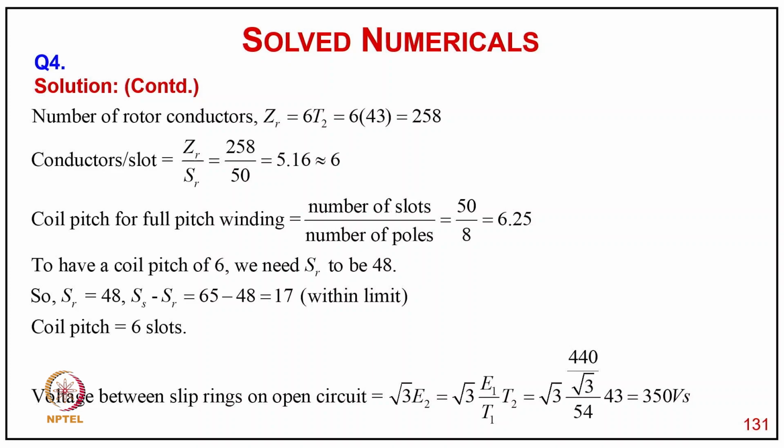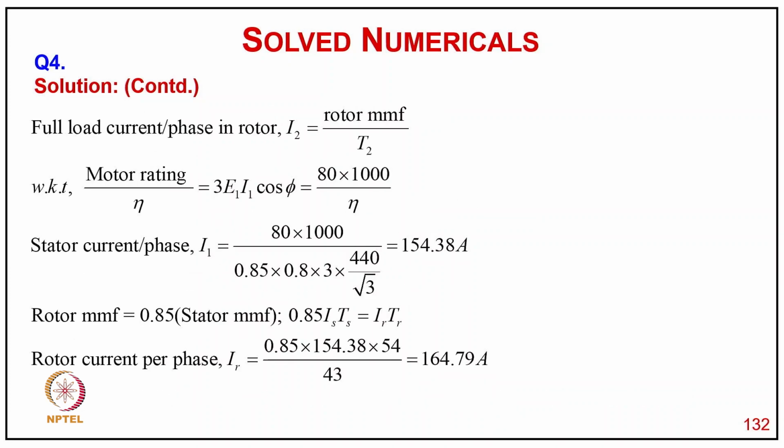To have a coil pitch of 6, we need SR equal to 48. So SR is 48 and SS minus SR equals 65 minus 48, that is 17. So the coil pitch is 6 slots. The voltage between slip rings on open circuit is root 3 into E2, equal to root 3 E1 upon T1 into T2. Taking the values, it comes 350 volt.